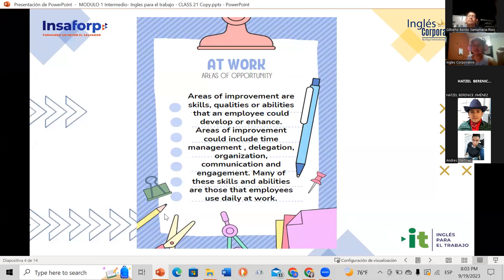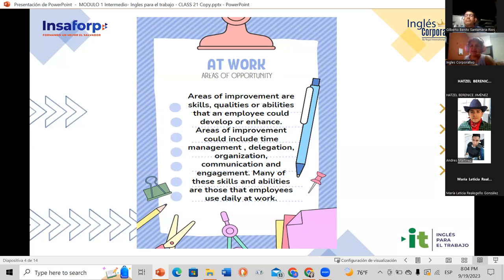I have one question for you about work. The areas of opportunities are areas of improvement: skills, qualities or abilities that an employee could develop or enhance. Areas of improvement could include time management, delegation, organization, communication, and engagement. Many of these skills and abilities are those that employees use daily at work.